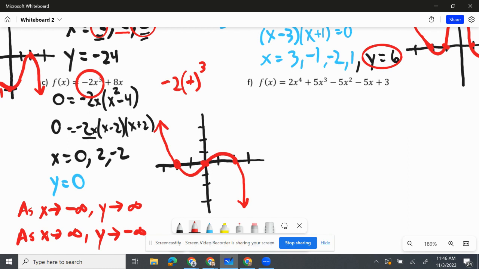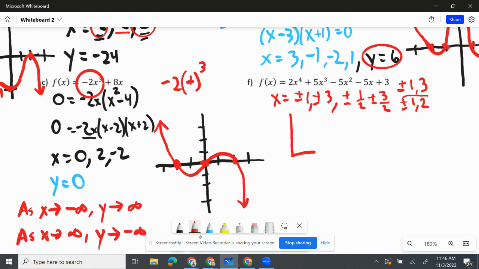Okay, let's look at our last one. We're going to use synthetic division. It's all the factors of 3, so 1 and 3, divided by all the factors of 2, which is 1 and 2. So that means we have plus or minus 1, plus or minus 3, plus or minus 1/2, plus or minus 3/2. Coefficients are 2, 5, -5, -5, and 3.